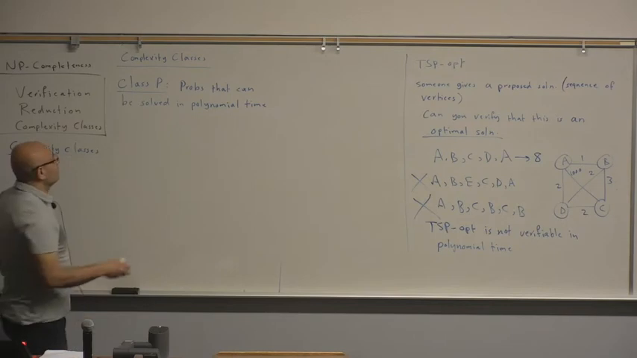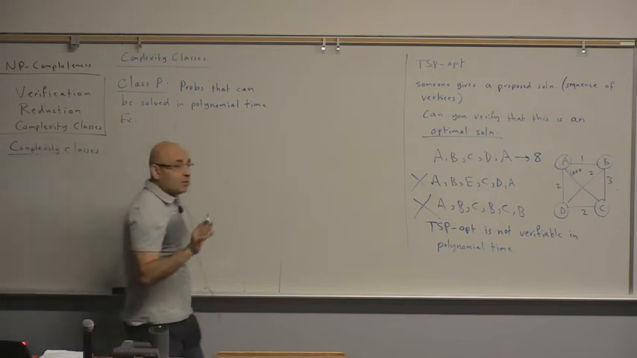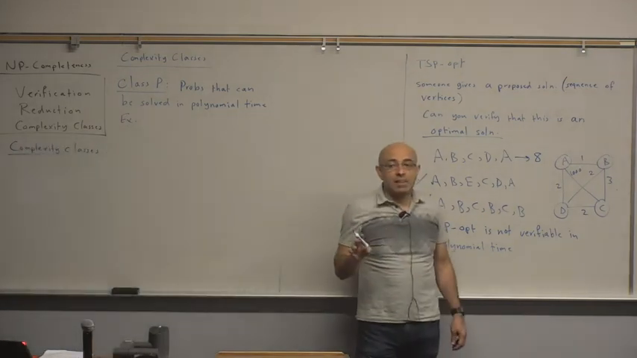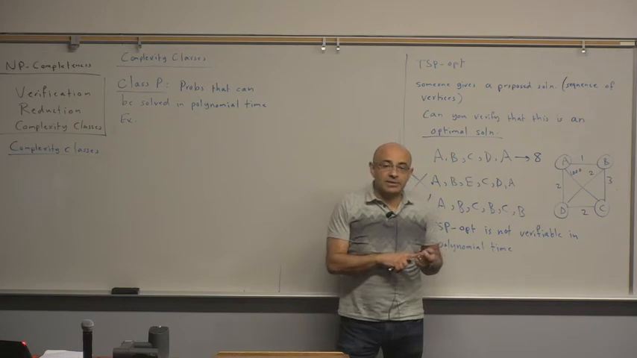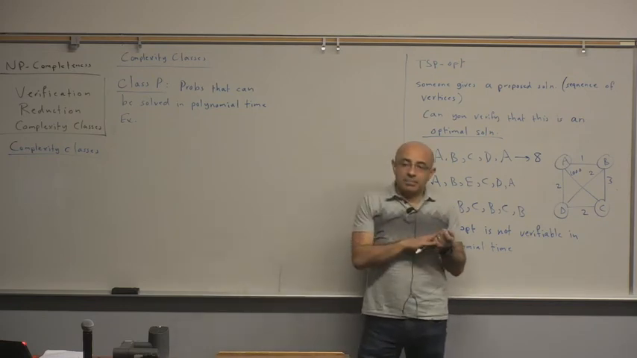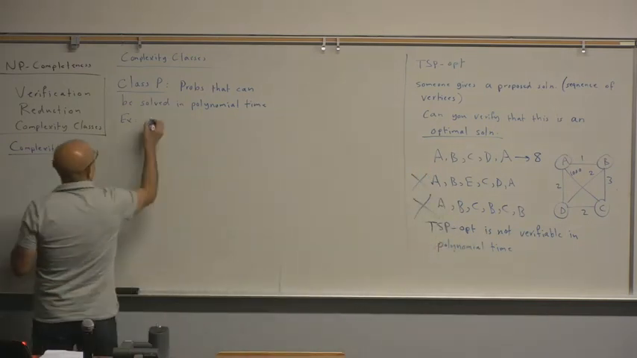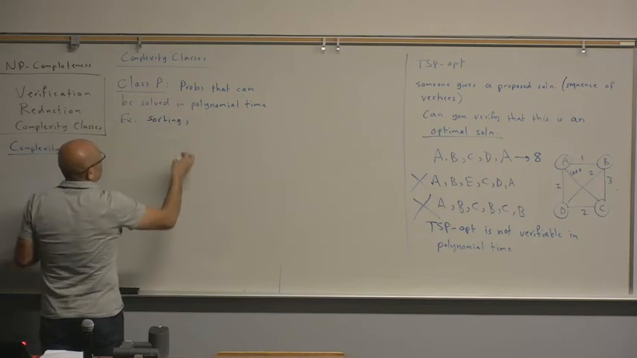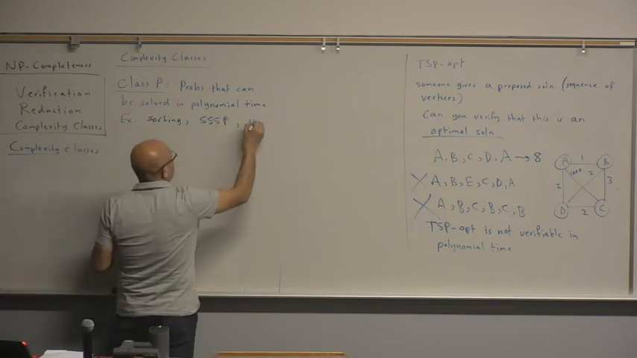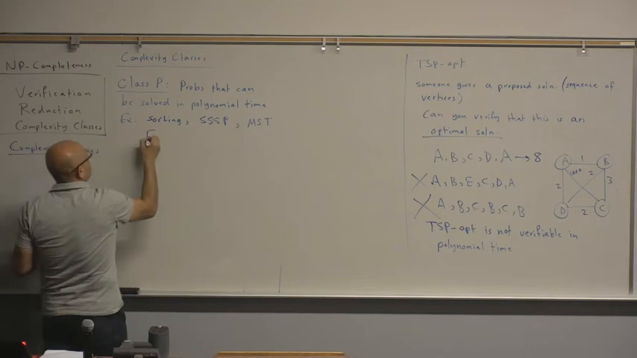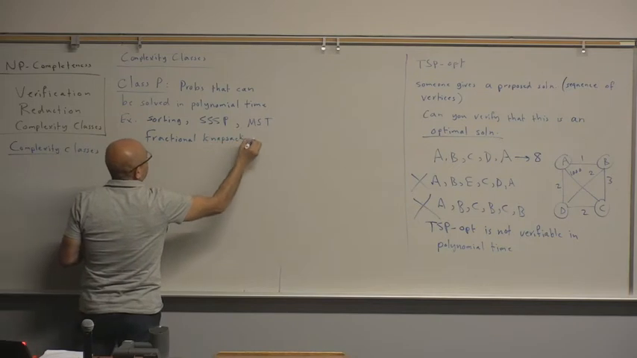Now, examples. The examples are all the problems that we have studied in this course, except 0-1 knapsack and subset sum and TSP. These are the only three problems that are NP-complete, not solvable in polynomial time. Everything else we studied in this course is solvable in polynomial time. So that includes sorting, single source shortest paths, minimum spanning tree, fractional knapsack, etc.